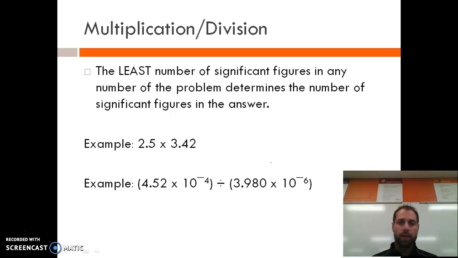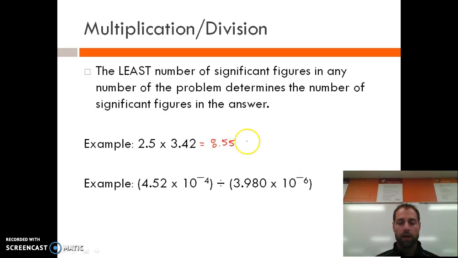Alright, so let's talk about sig figs when we're doing multiplication and division. The least number of sig figs in any number of the problem determines the number of significant figures in the answer. So the first thing I'm going to do is just go ahead and calculate this answer. So if I put 2.5 times 3.42 in my calculator, we get 8.55.